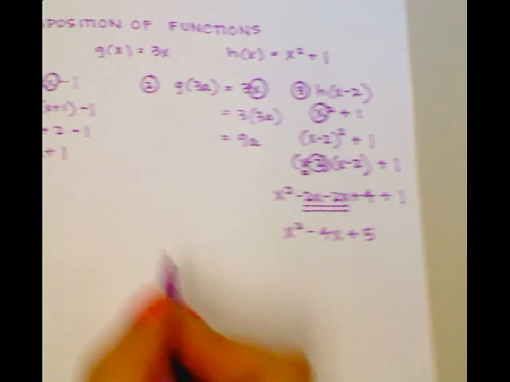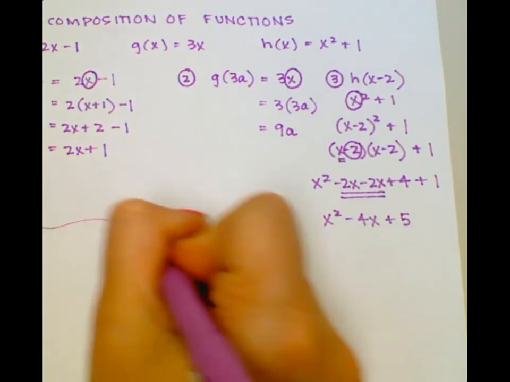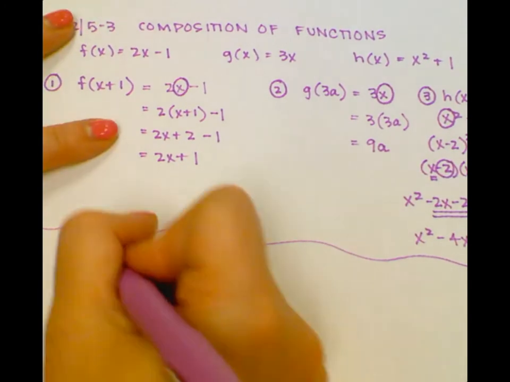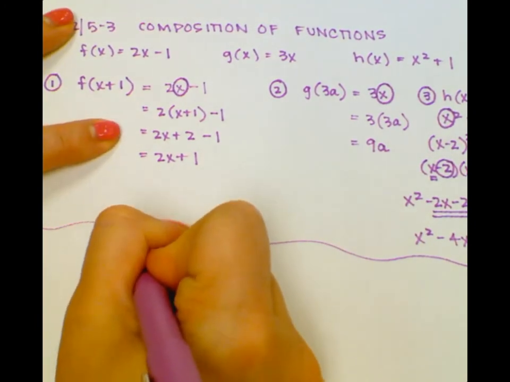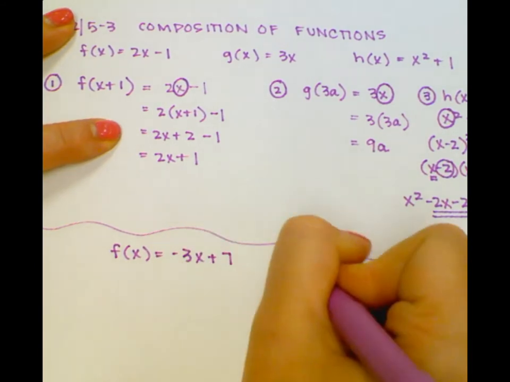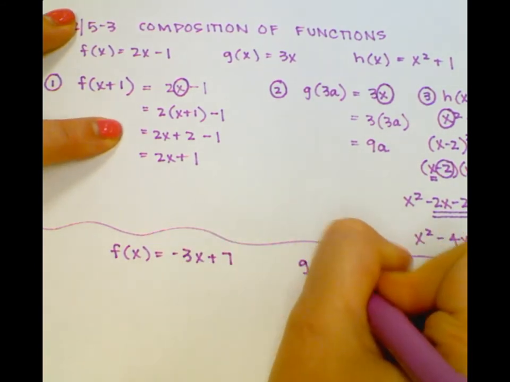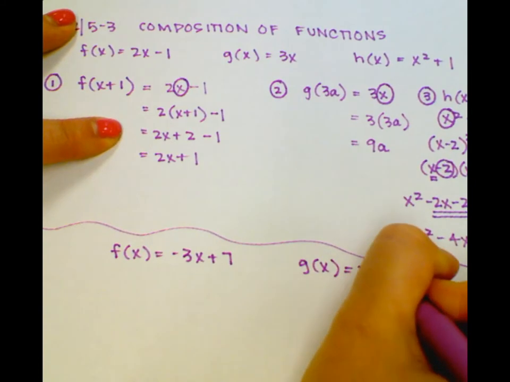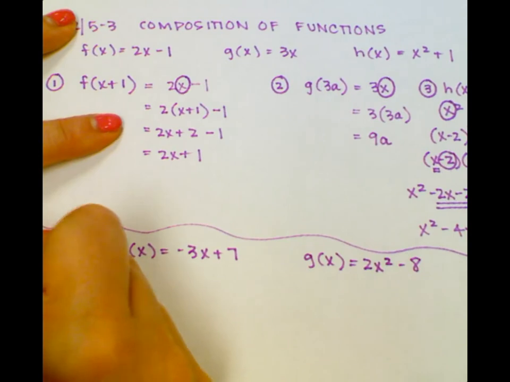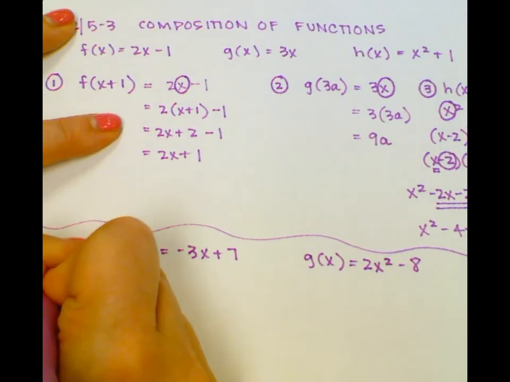All right, now let's go a smidge harder. I'm going to give you new functions. So we have f of x equals negative 3x plus 7. And then we're going to do g of x equals 2x squared minus 8. First guy we're going to do is f of g of x.